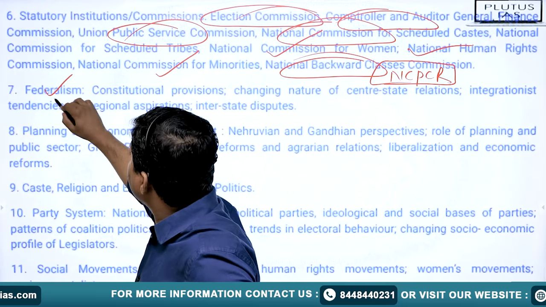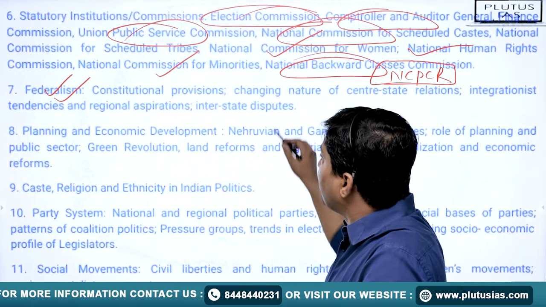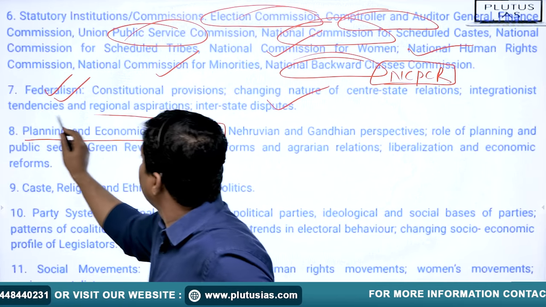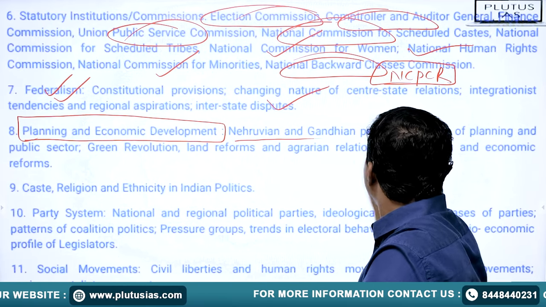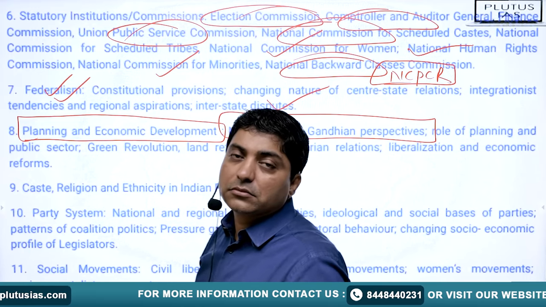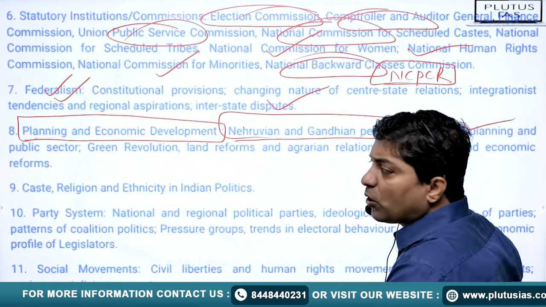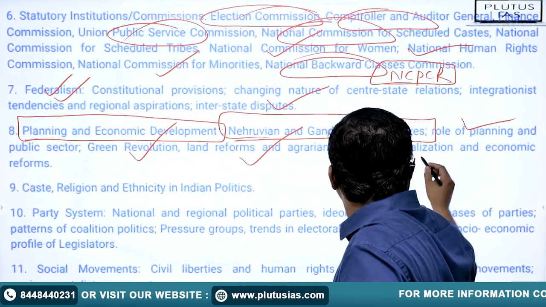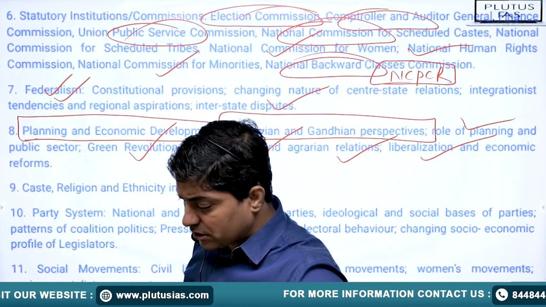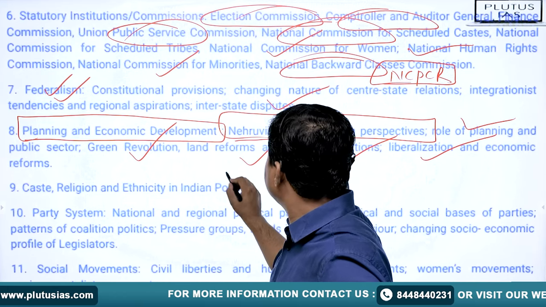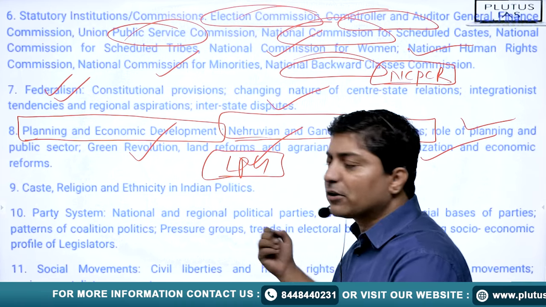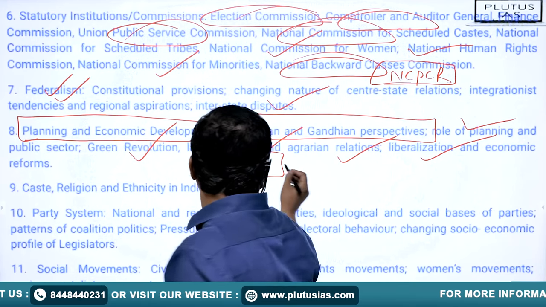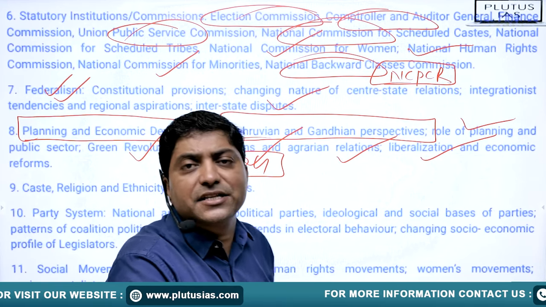Then we talk about federalism, which is a part of your syllabus and very important for your polity, right? Then if you look at planning and economic development, basically we focus on the Nehruvian and Gandhian perspectives of development, and then talk about the role of the Planning Commission, the green revolution, land reform, agrarian relations, liberalization, globalization, privatization, that is called LPG, and its impact on India's economy and society at large, right? And then this is going to help you in writing the Indian society paper.